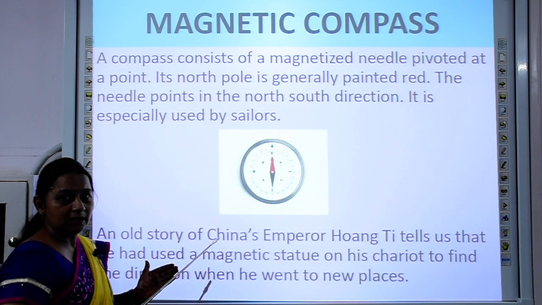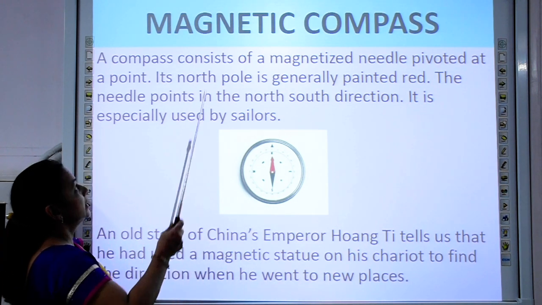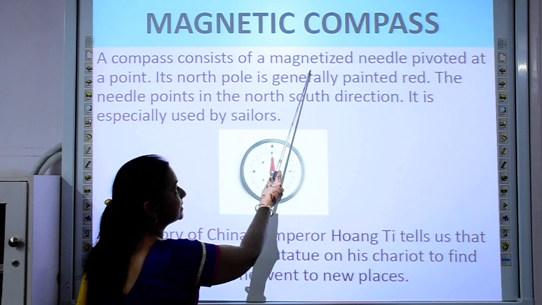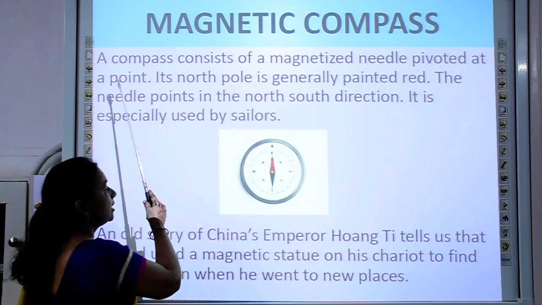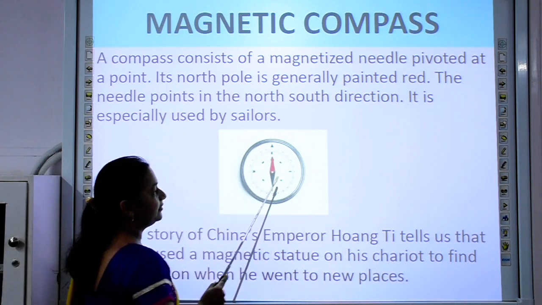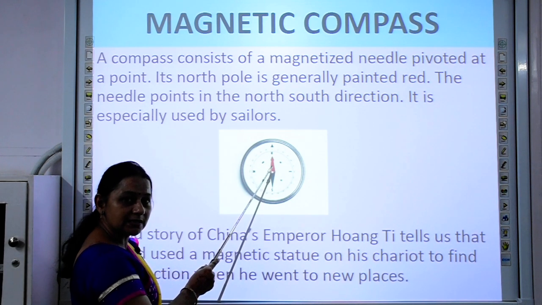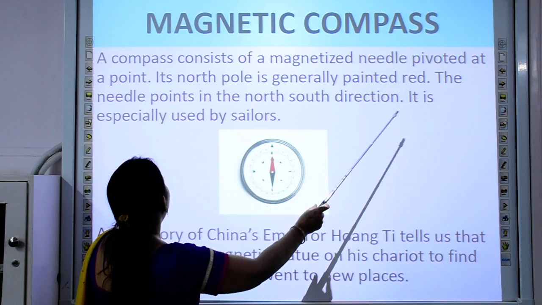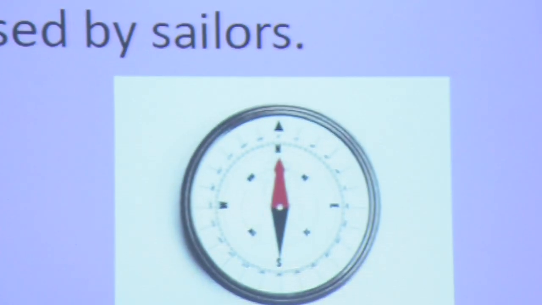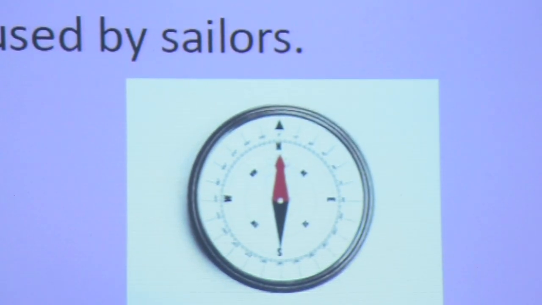Now this property that a magnet always points in the north-south direction is used in a magnetic compass. What is a compass? A compass consists of a magnetized needle pivoted at a point. It is pivoted at the center, and its north pole is generally painted red, as you can see in the picture here. The pointer which is pointing towards the north is painted red, and the needle points in the north-south direction. It is specially used by sailors and navigators to find the directions while traveling.